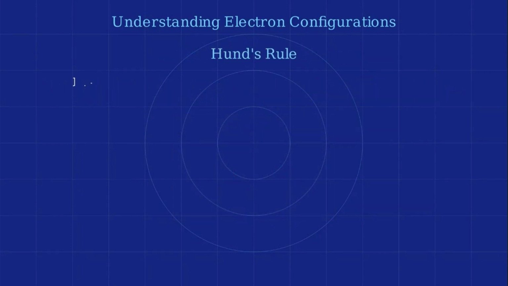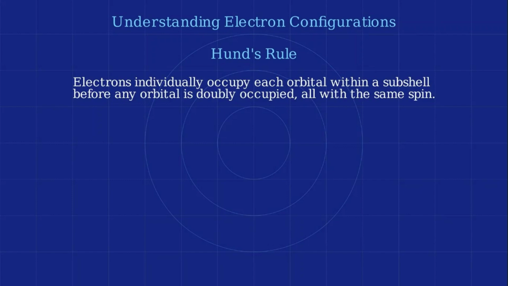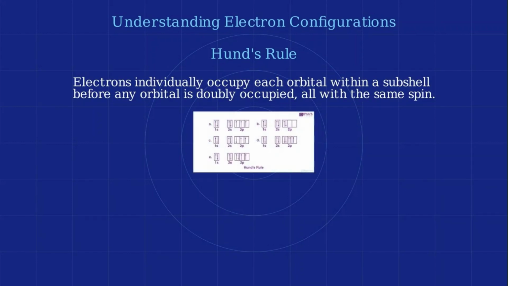Hund's rule says that electrons will individually occupy each orbital within a subshell before any orbital is doubly occupied. All electrons in singly occupied orbitals will have the same spin.